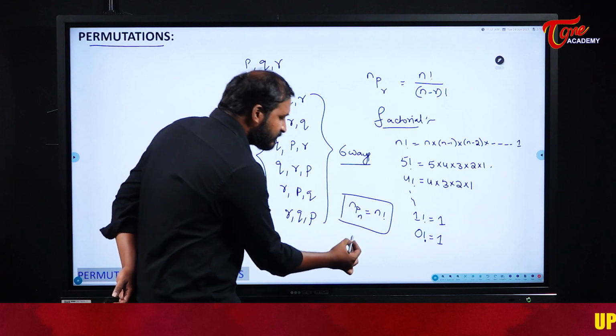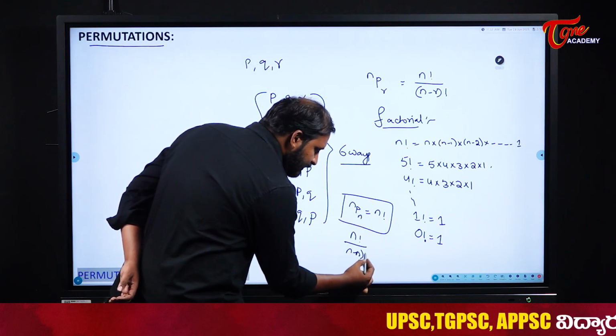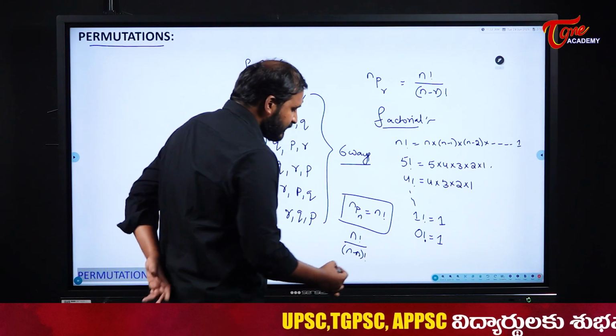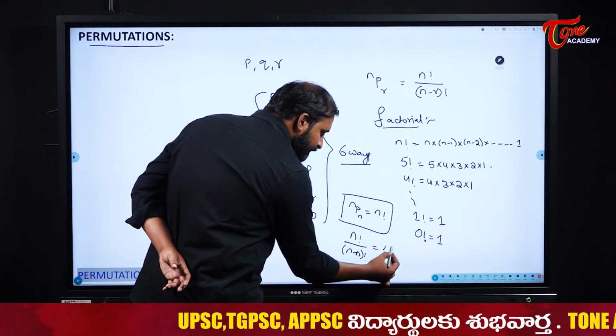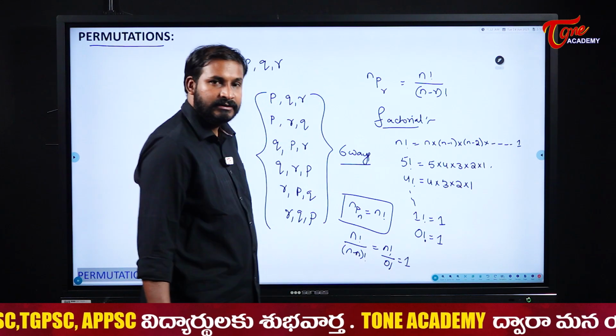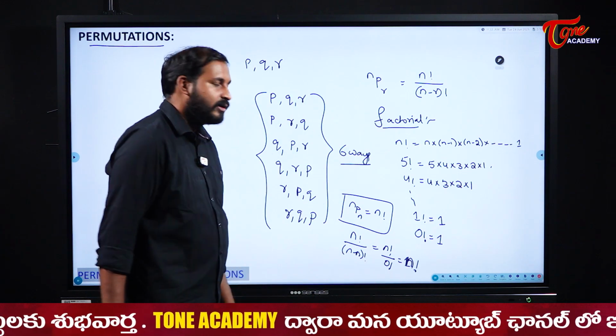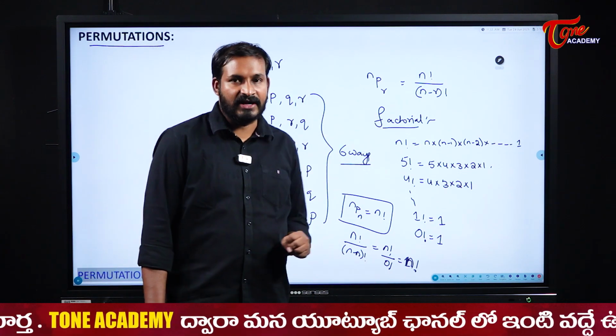Why? Because see here students, what happens here? n factorial by (n minus n) factorial. What happens to this one? n factorial by 0 factorial. That is 1, so that is n factorial. Okay, just remember this one. So, these are the factorials.